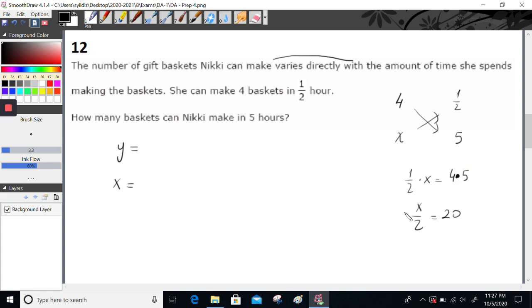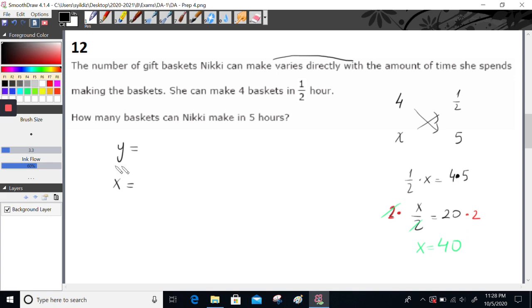So in order to get x, we multiply both sides by 2. Let me make it red. We multiply both sides by 2. So here 2 and 2 cancel out, and x is going to be 40.